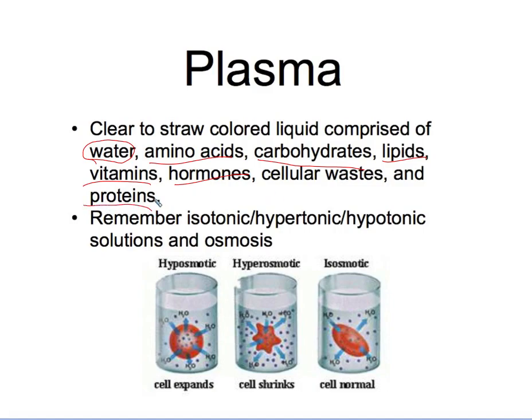So if you think back, a long time ago, we talked about your organic and inorganic substances. And your organic substances in the body were carbs, lipids, proteins, and nucleic acids. And so of these, you have three of the four present in your plasma. You're missing your nucleic acids, but that's because those are found in the nuclei of cells. And so these are found in your plasma.